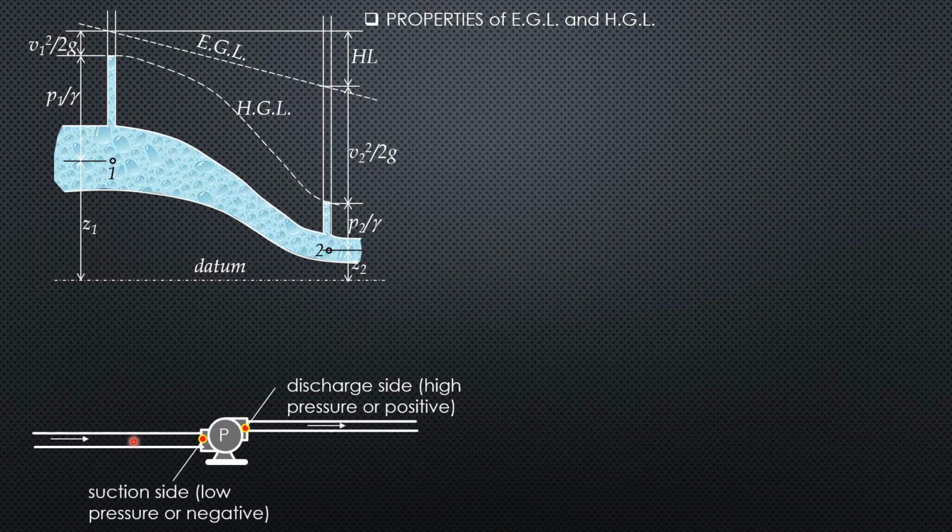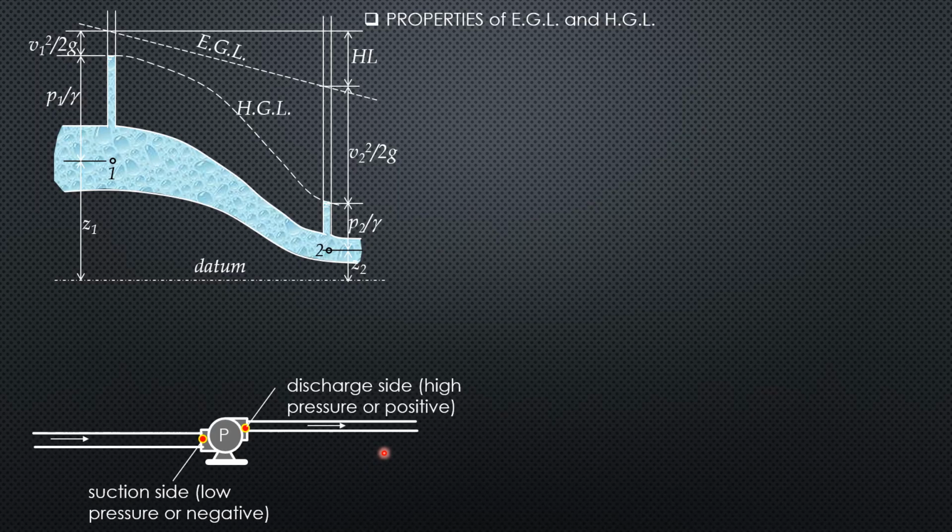So to consider a system with a pump, if the flow is from left to right, this side of the pump is called the suction side. We expect low pressure or negative pressure, supposedly negative if this is just the source. But if there is initial energy, it may also be positive but low pressure only. On the other side, if this is the suction side, then this is the discharge side, where we expect high pressure or positive pressure.